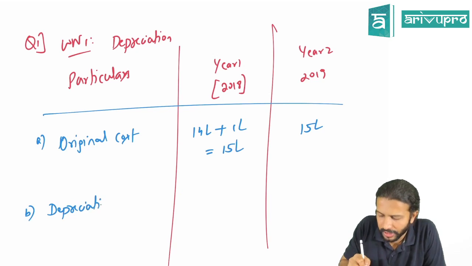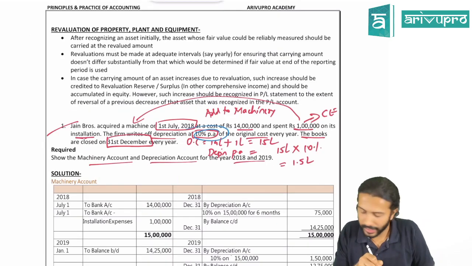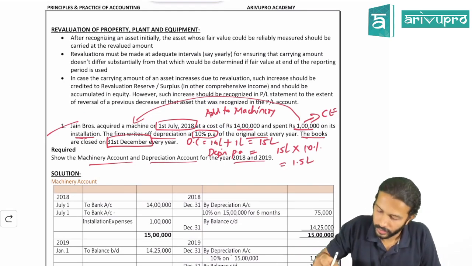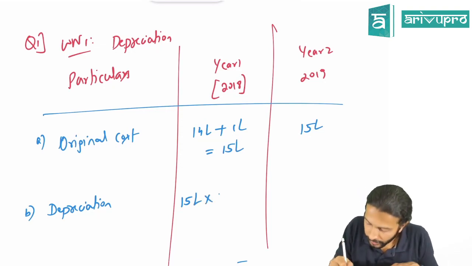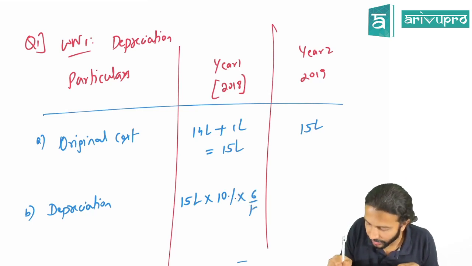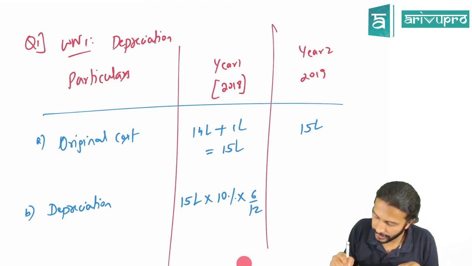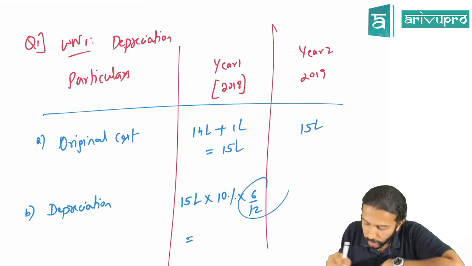Can you help me with the depreciation? What do you think will be the depreciation for the first year? They told in the problem, depreciation is 10% per annum. So 10% of original cost. Original cost is 15 lakh. Can I write directly 10%, or should I do 10% into 6 divided by 12? I should do into 6 divided by 12.